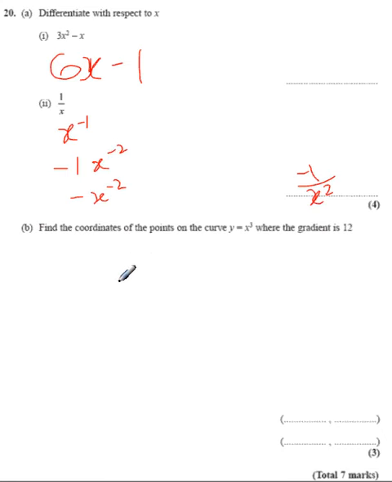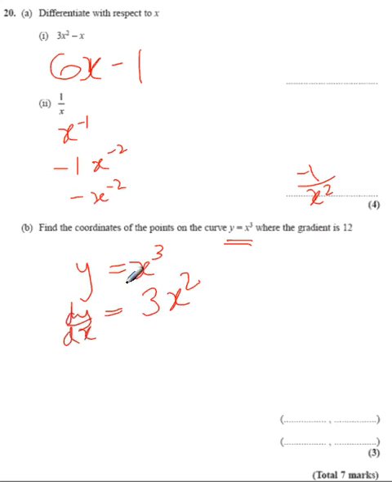Now, it asks you what the coordinates of the points on the curve y equals x cubed where the gradient is 12. Okay, the gradient of a function you find by differentiating. So if y equals x cubed, differentiate and we say dy by dx, that's how we write differential of y with respect to x, is 3x squared. So that's our gradient function.